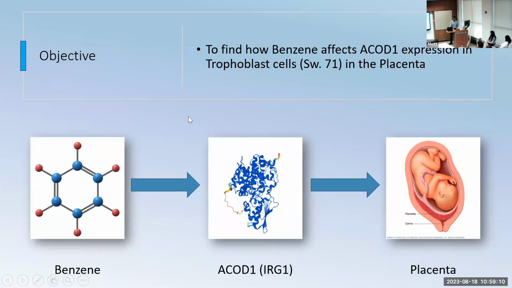The main objective is to find how benzene affects ACOD1 expression in the trophoblast cells, which are also known as Swan 71 cells in the placenta. ACOD1 should increase during inflammation, but we're seeing a decrease. It may be due to the signals that occur in the trophoblast cells rather than in the immune cells or macrophages.